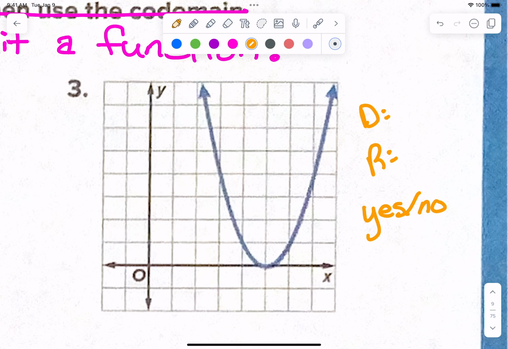And then if it's a function, yes or no, is it a function? That's okay. We're going to go through one, and then maybe the next one you'll be able to figure out.